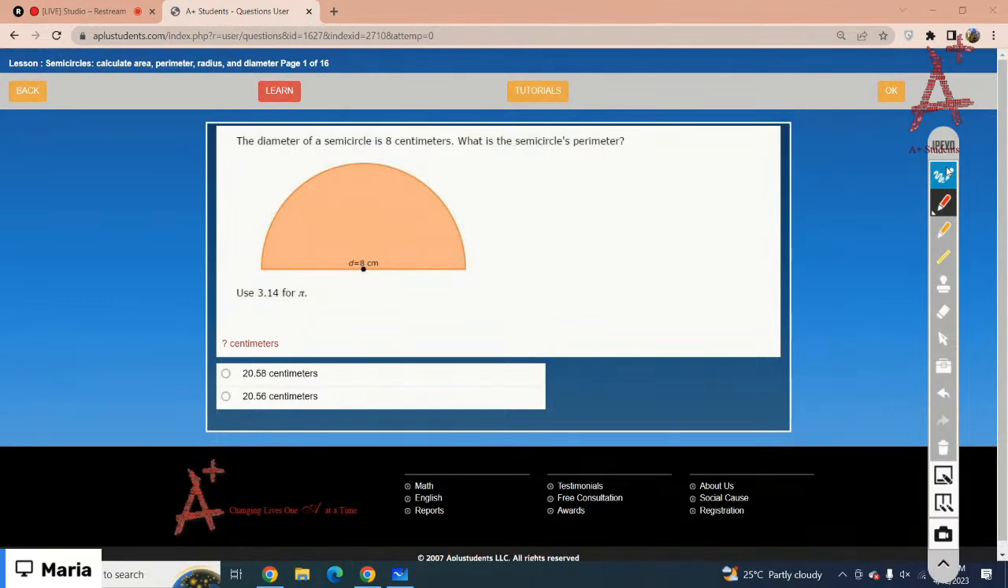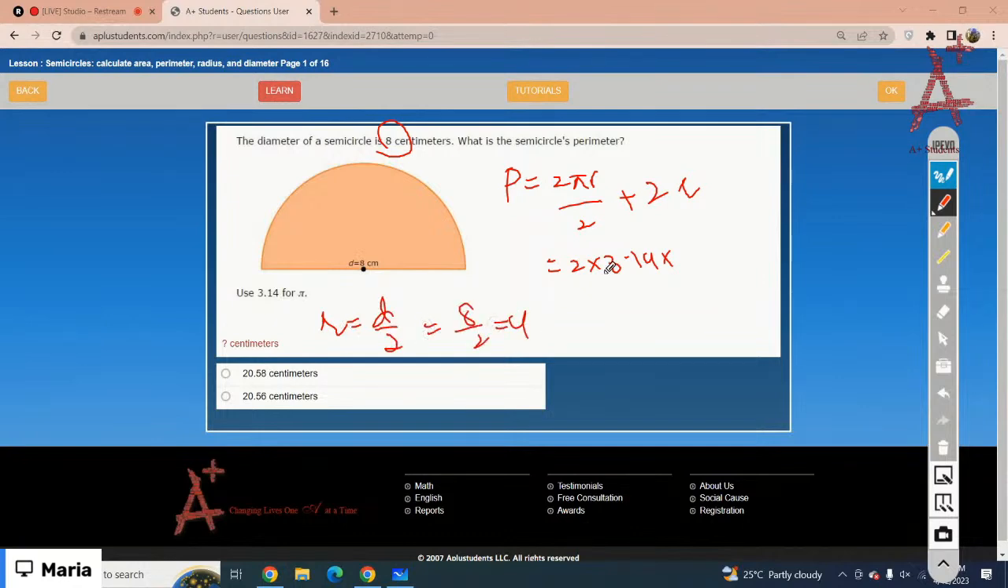So I just explained the perimeter of the semicircle is half the circumference plus twice the radius. Got it? Just put in all the values. 2 times 3.14 times r is... you are given the diameter, so you can calculate the radius. Radius is equal to diameter divided by 2. It would be 8 over 2. That would be 4. Got it?